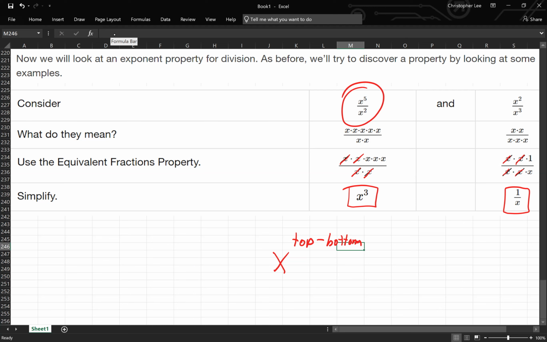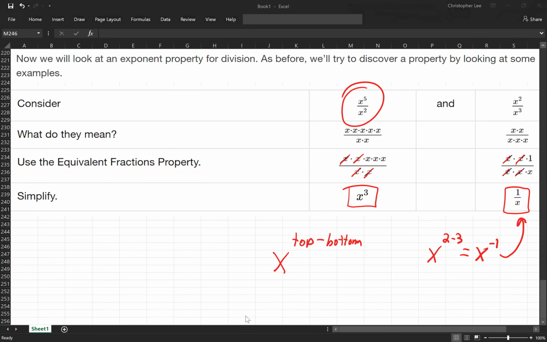Didn't it make sense? Just cross it out. You're right, because x raised to the 2 minus 3 power is x to the negative 1 power. But what does x to the negative 1 power become? It becomes 1 over x. That's the secret. We're going to get to that. What was your question? Got you.